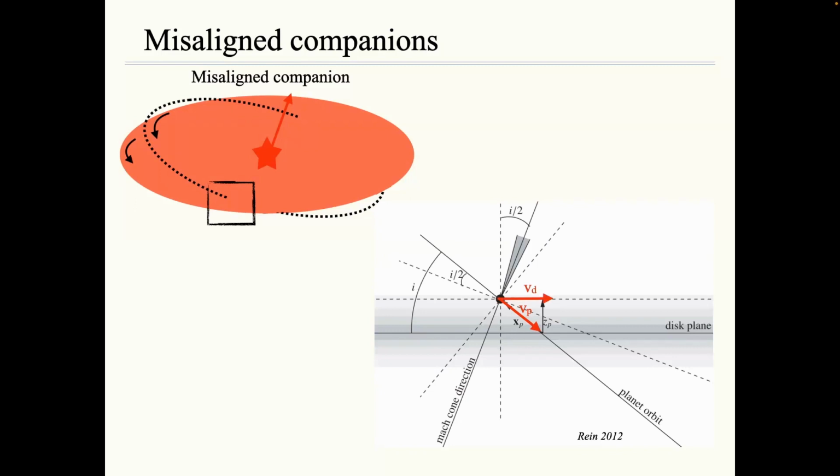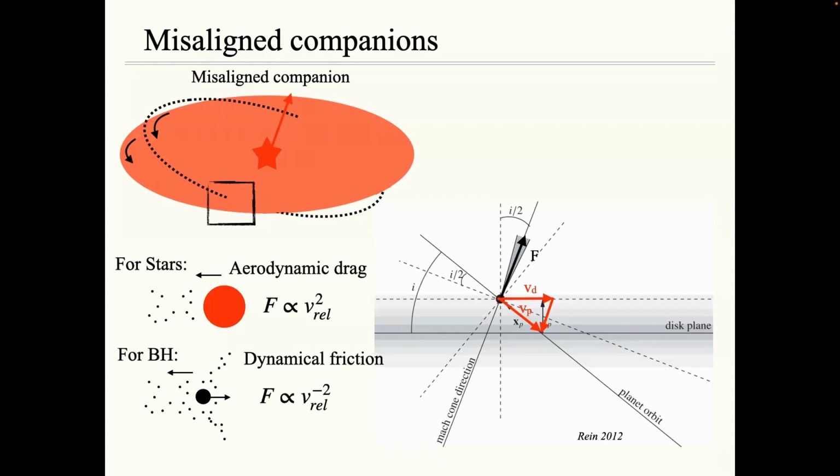But the disk is also rotating. The disk has a Keplerian rotation moving from left to right. So the relative speed between the companion and the disk is actually in this direction. So from the disk's perspective, if you stand on the disk, you will see the companion actually moving from upper right to lower left, not in this direction.